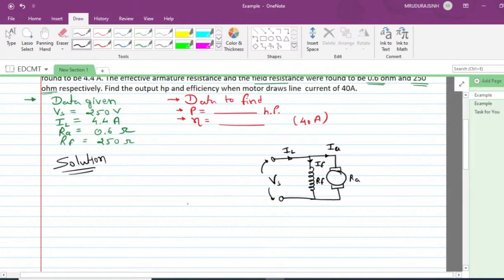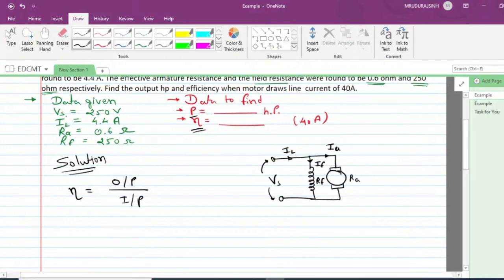Now what we need to calculate, first of all, is the output power, right? What will be the output power? So let me write the equation for output power. We do not have a direct equation to calculate the output power, right? But in context with these two things, let me place something over here. The equation for efficiency is output divided by input.